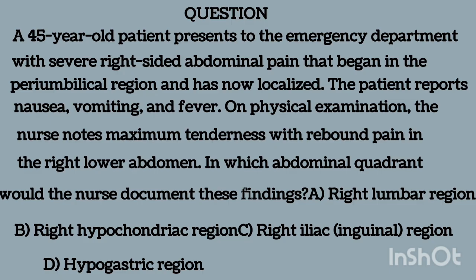In which abdominal quadrant would the nurse document these findings? A. The right lumbar region, B. the right hypochondriac region, C. the right iliac or inguinal region, or D. the hypogastric region. So for this lecture, I will not say the answer yet. So if you know the answer, you can put it in the comment section, so you'll be able to assess if you have understood what we have said so far.